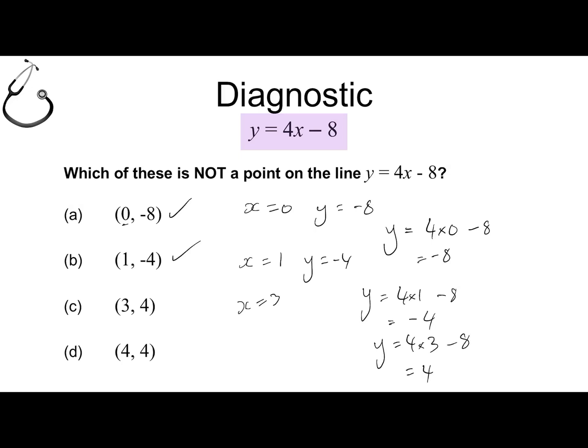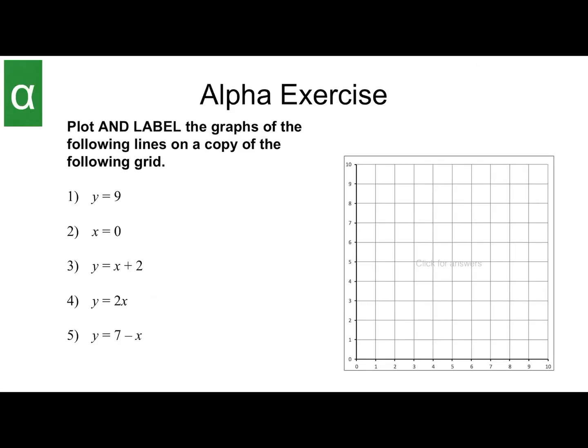What about if x equals 3? Well, then y equals 4 times 3 minus 8, which will equal 4. So 3, 4, that is on the line. So it's 4, 4. That won't be on the line. Okay, and you can check it because y would be equal to 4 times an x value of 4 minus 8, which is 16 minus 8, which is 8. So it would be the point 4, 8 that is on the line, not 4, 4. Okay, 4, 4 not on the line.